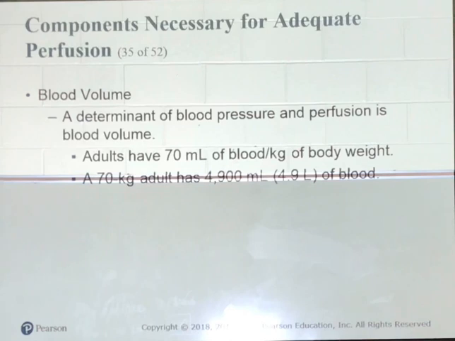Alright, one of the determinants of an adequate blood pressure and perfusion is blood volume. An adult has approximately 70 milliliters of blood for every kilogram. How much is a kilogram? 2.2 pounds. Okay, 1 kilogram is 2.2 pounds. You need to know that. You need to know how to convert kilograms to pounds and pounds to kilograms. A patient who weighs 154 pounds, how many kilograms would they be?